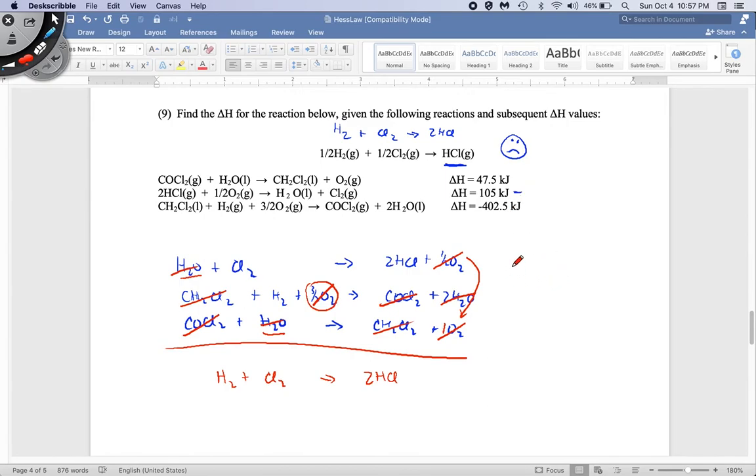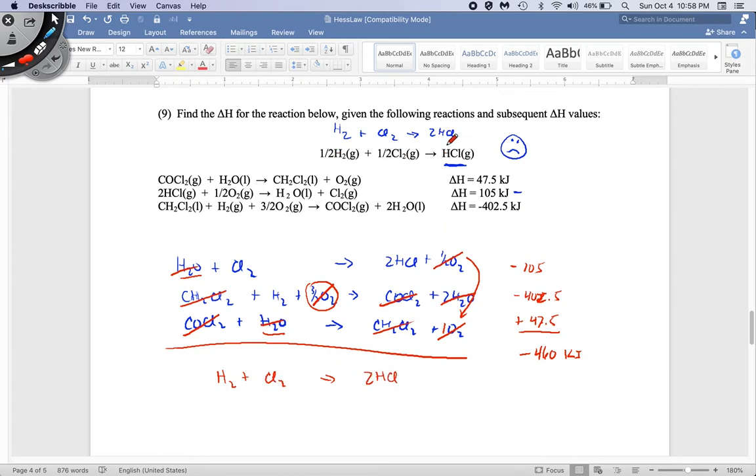I only made one change. I have this negative 105. I have the negative 402. Oops, sorry, negative 402.5. And I have the positive 47.5. And if I total those all up, I get negative 460 kilojoules. Now, is that the answer? No, because I didn't make what they asked me to make.